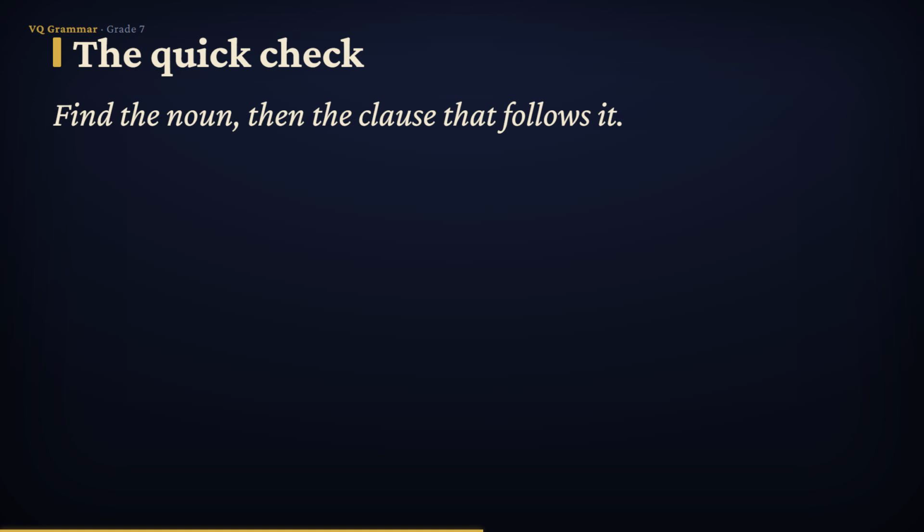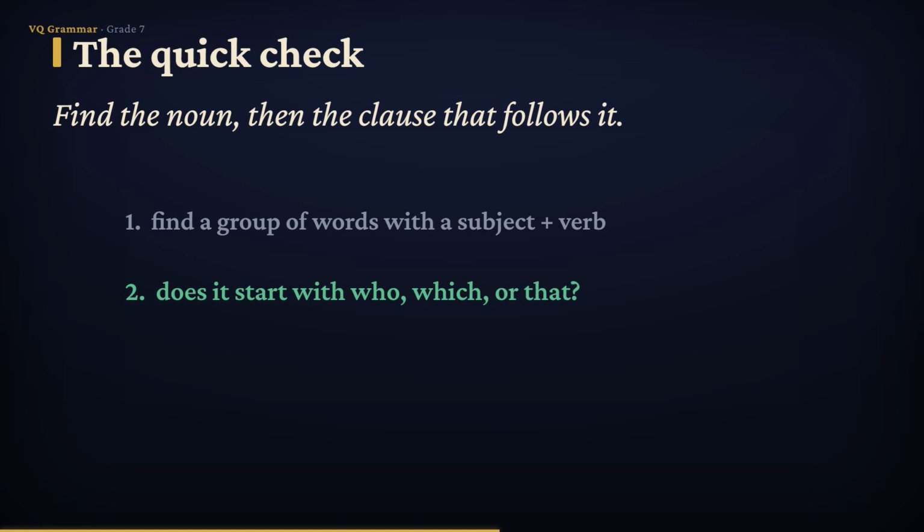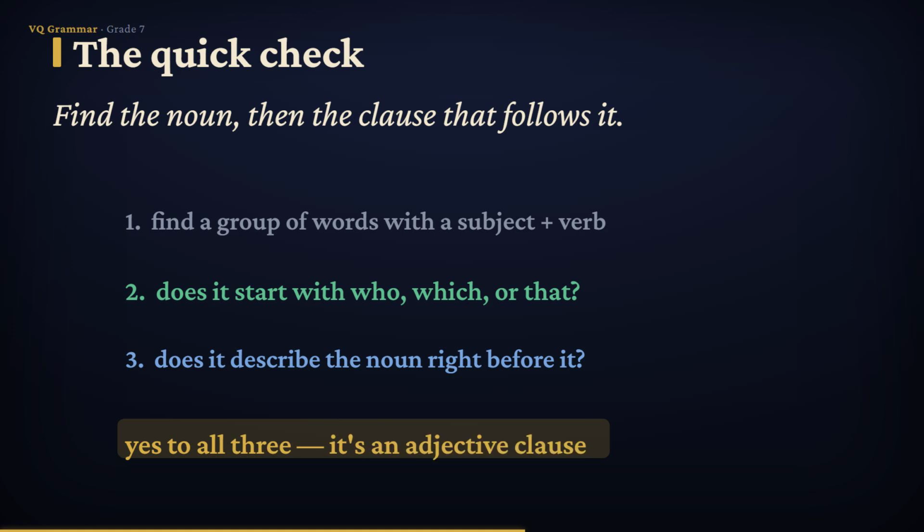Let's turn all of this into a quick check. First, find a group of words that has a subject and a verb. Second, does it start with a relative pronoun like who, which, or that? Third, does it describe the noun right before it? If you can say yes to all 3, then it's an adjective clause. Let's practice a few together.